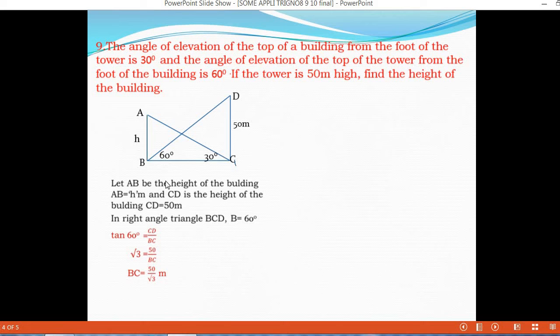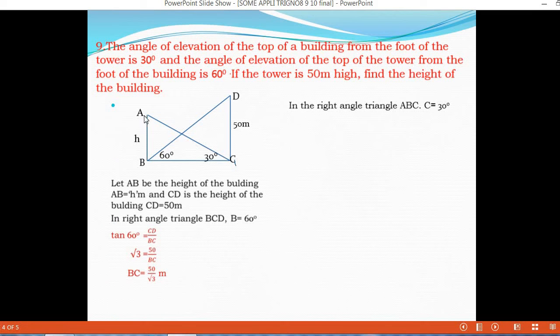So in the triangle BCD, here angle B is equal to 60 degree. So let us take tan 60 is equal to CD divided by BC. Tan 60 is root 3, CD is nothing but 50, divided by BC. So therefore BC is equal to, if you transpose BC to the numerator and root 3 to the denominator, 50 by root 3 meter. So 50 by root 3 meter is nothing but the distance between the building and the tower.